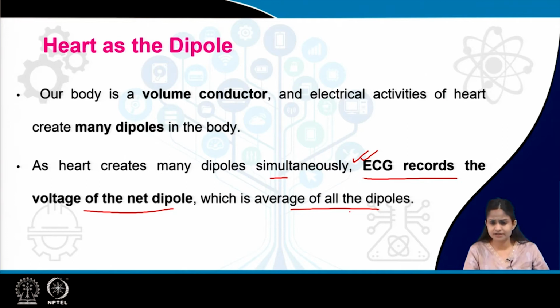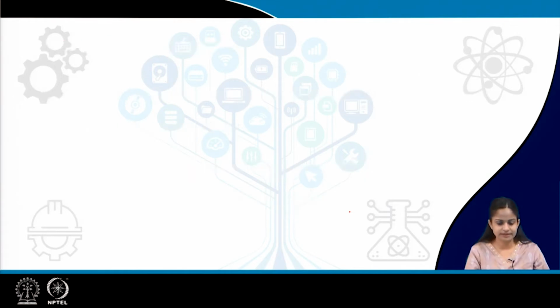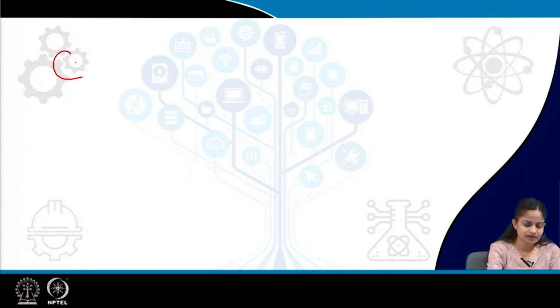Now, that occurs because of the differences in the charges. At some point of the heart there is depolarization occurring, while in another part of the heart, another cardiac cell, repolarization is occurring. There is a difference in the charges, and that causes the dipole. So, we will see, suppose this is our heart.